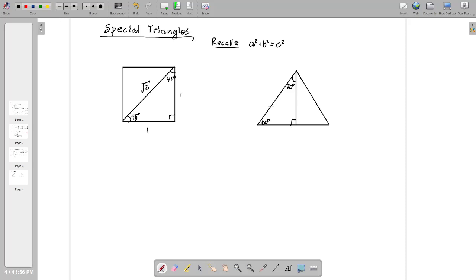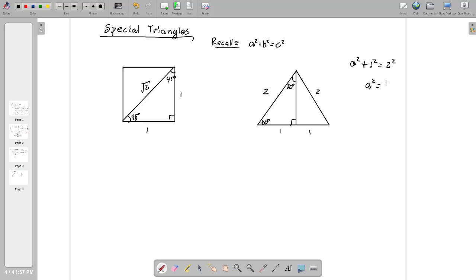Now for the equilateral triangle, it's a little bit easier if we just say that each side is length 2. Then this line bisects this line. So we would have 1 here and 1 here instead. Now we need to figure out what this side is. In this case, we have our a, our b, and our c. Our c is 2. So we'd have a squared plus 1 squared is equal to 2 squared.